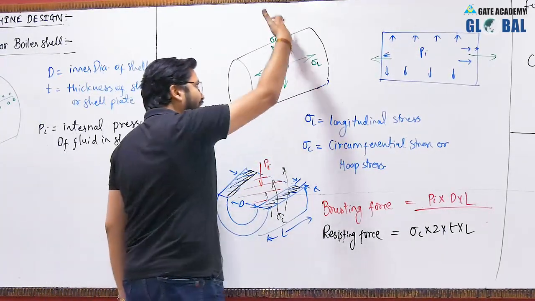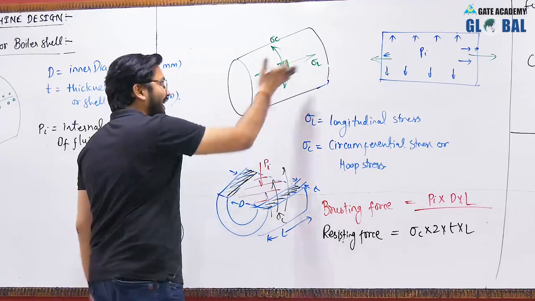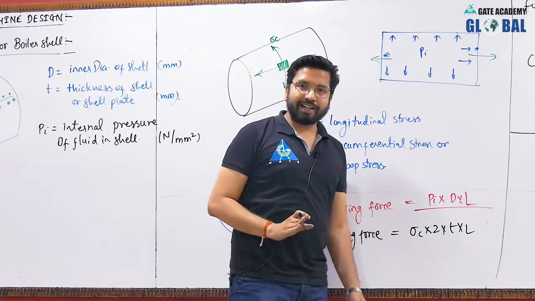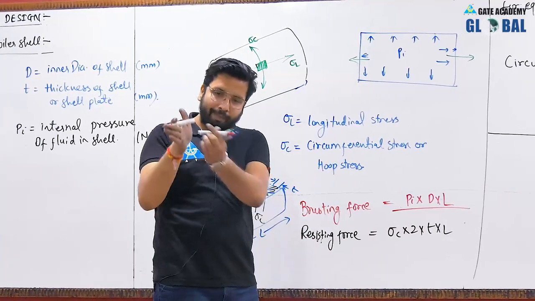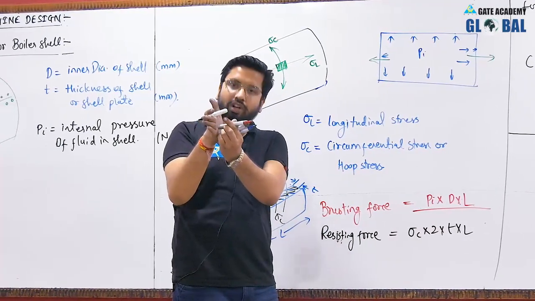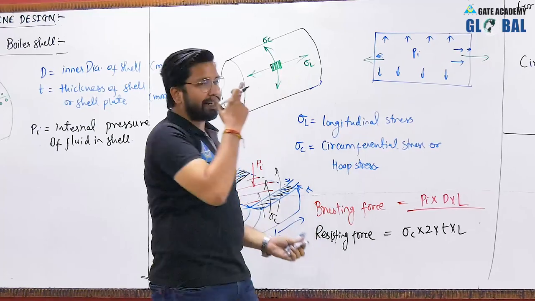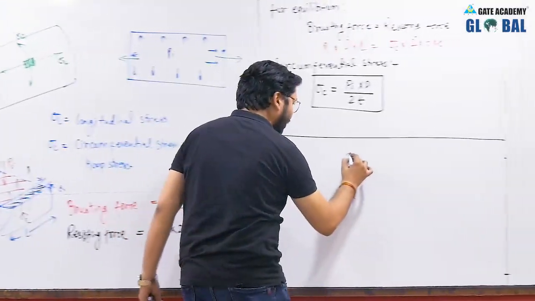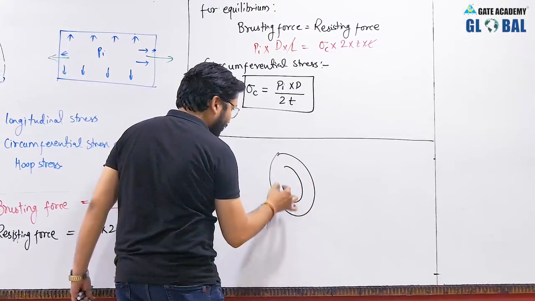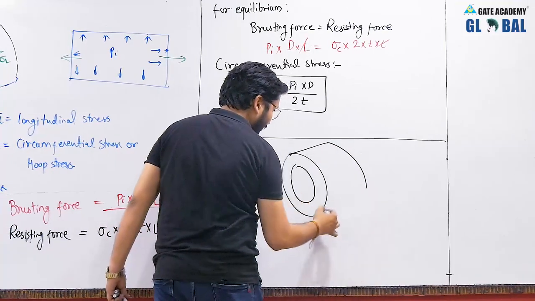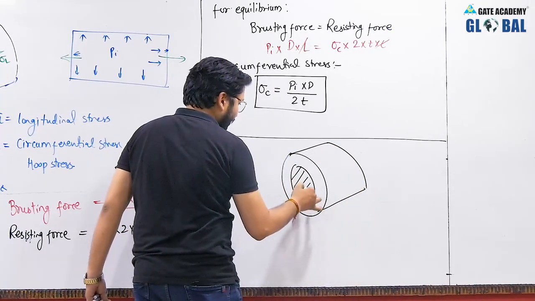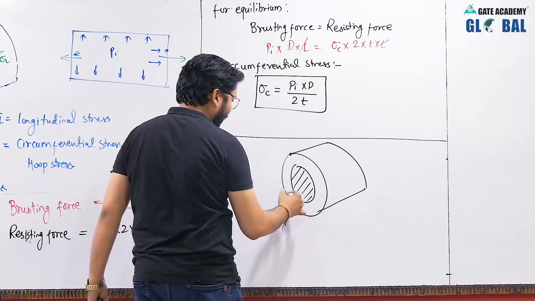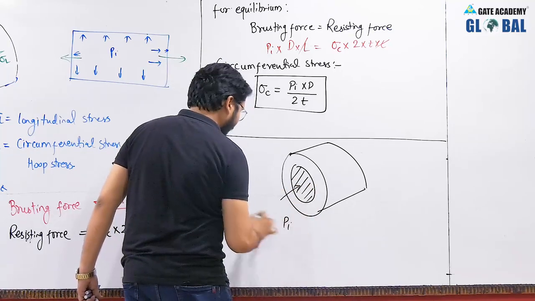Now in order to get the value of sigma l, that is the longitudinal stress, we must cut a section perpendicular to the direction of sigma l. Sigma l is acting in the longitudinal direction, and any plane perpendicular to the longitudinal direction is the cross sectional plane. So we will be analyzing sigma l in the cross sectional plane. This is the cross section of the shell. Here this is the pressure force.